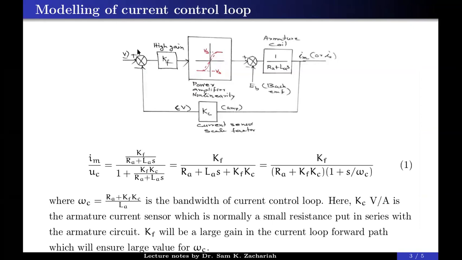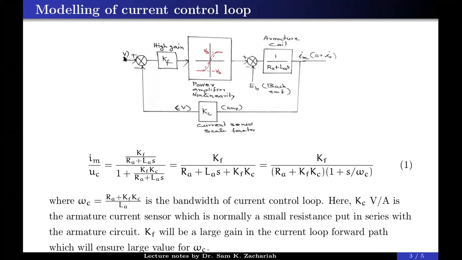So this one is the modeling of the current control loop. The saturation block is this one, and the armature coil and back EMF are here. You are adding a high gain amplifier here and a current sensor in series with the armature coil, and that voltage is fed back here, and this IM is the output, and here is the UC. You can take UC as the input.